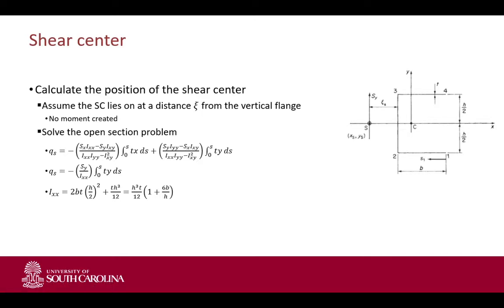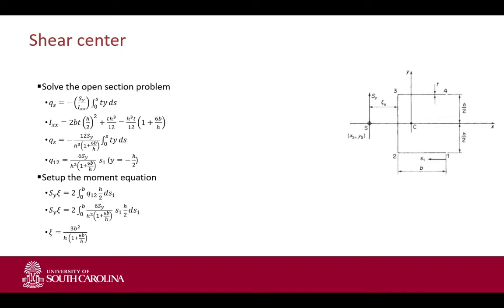So what we did here for this C-section is we reduced our equation for the shear flow significantly. So we have Sy over Ixx, integral from 0 to s of t y ds. The Sy is our applied shear force. The Ixx is the moment of inertia. So in this case, we only have to calculate Ixx. We did that, and based on that, we calculate the shear flow in 1-2.